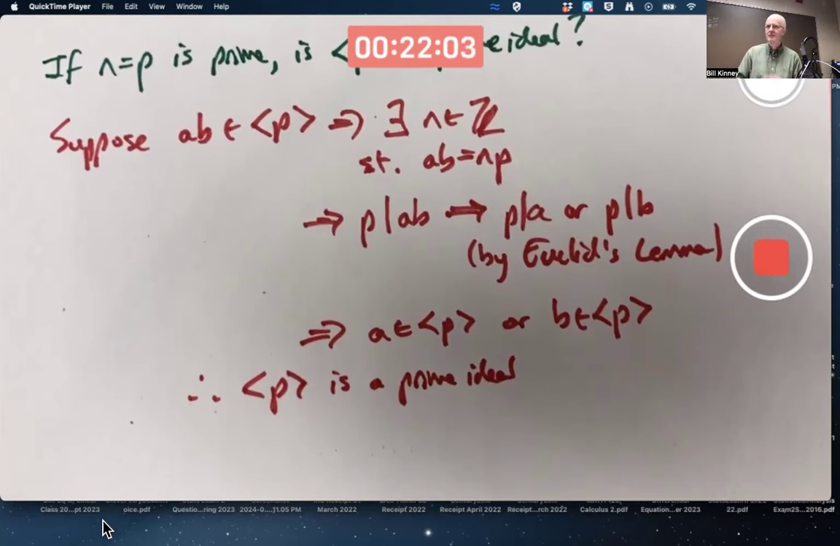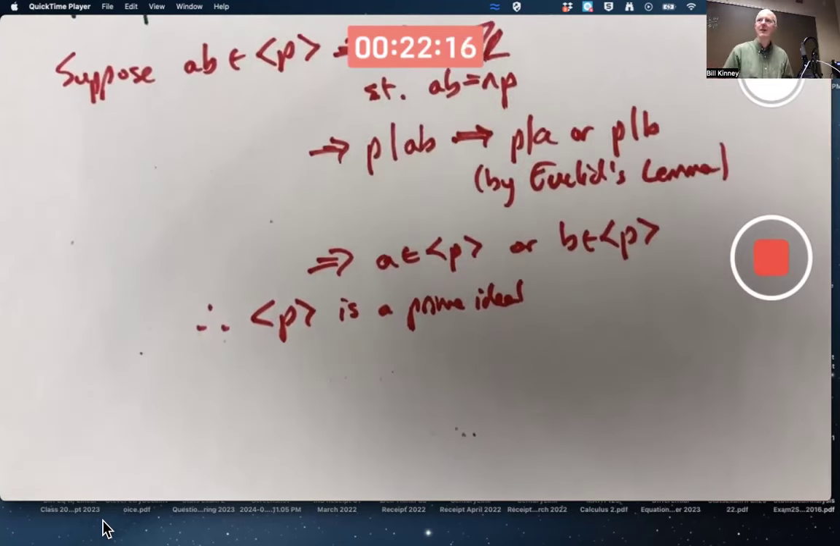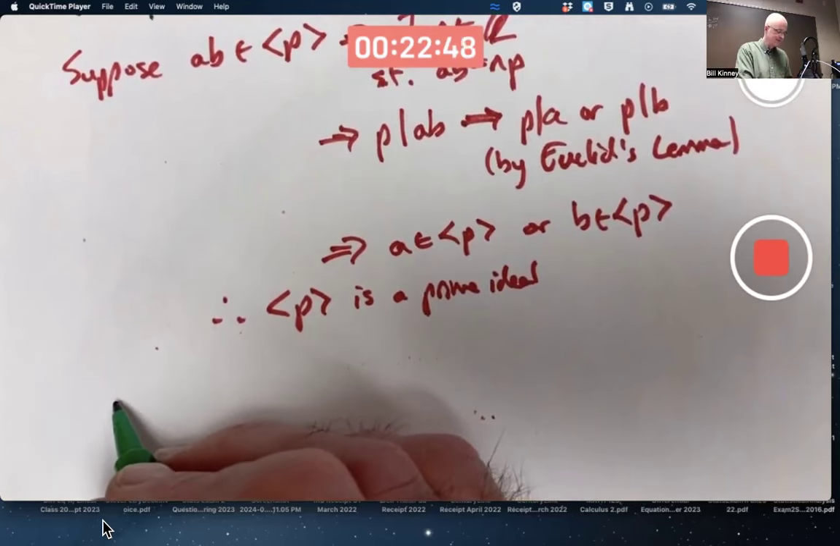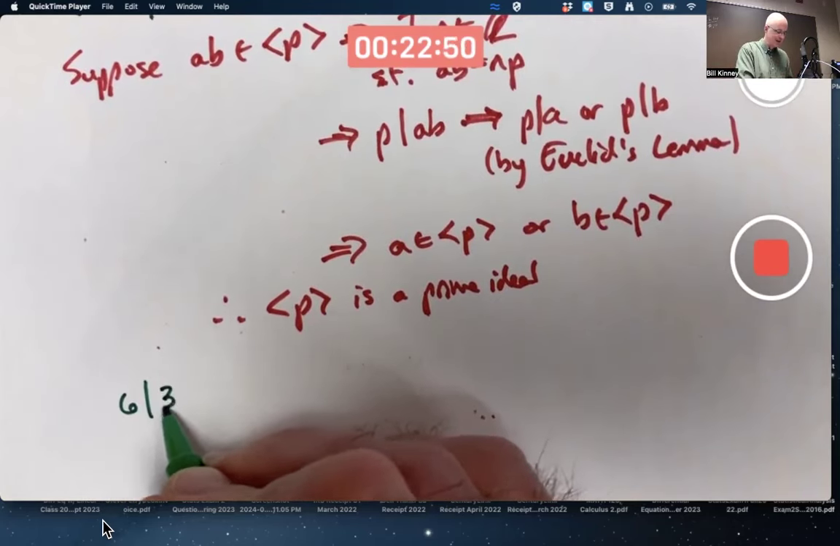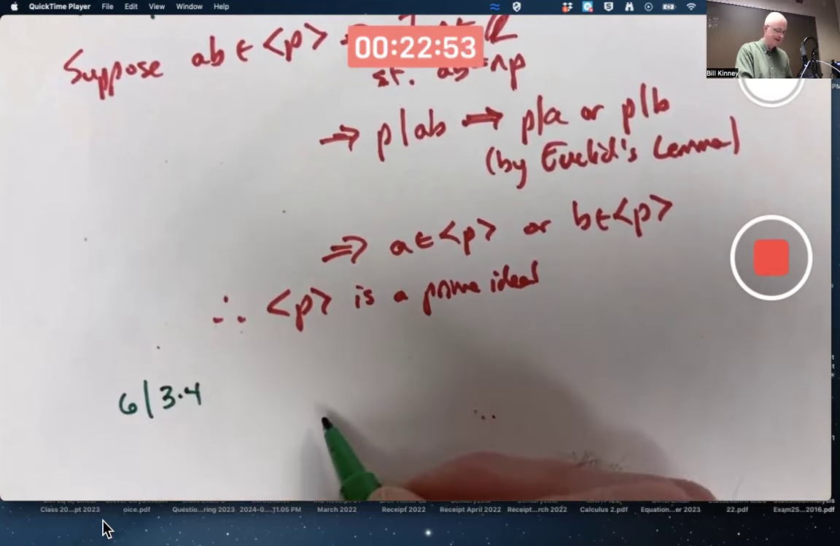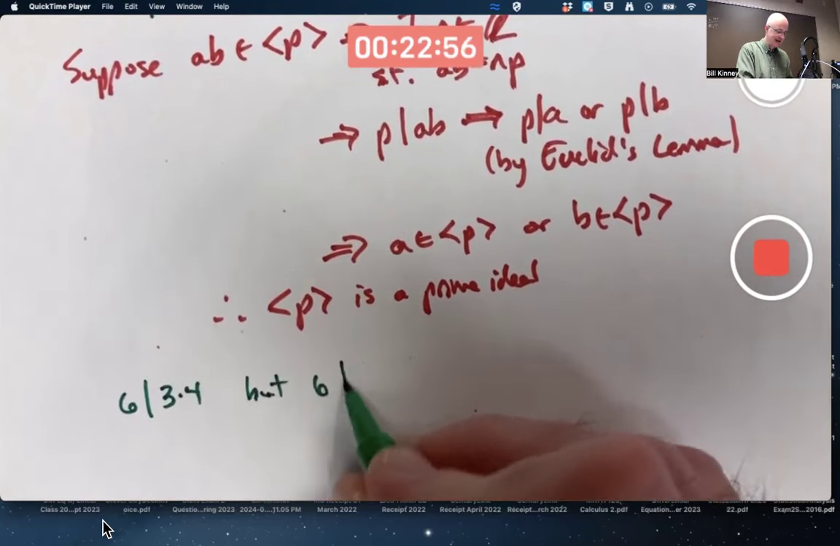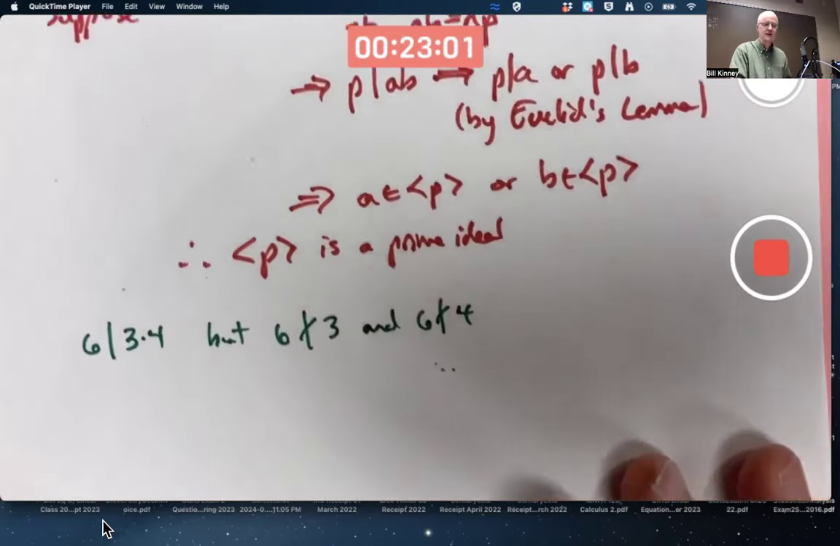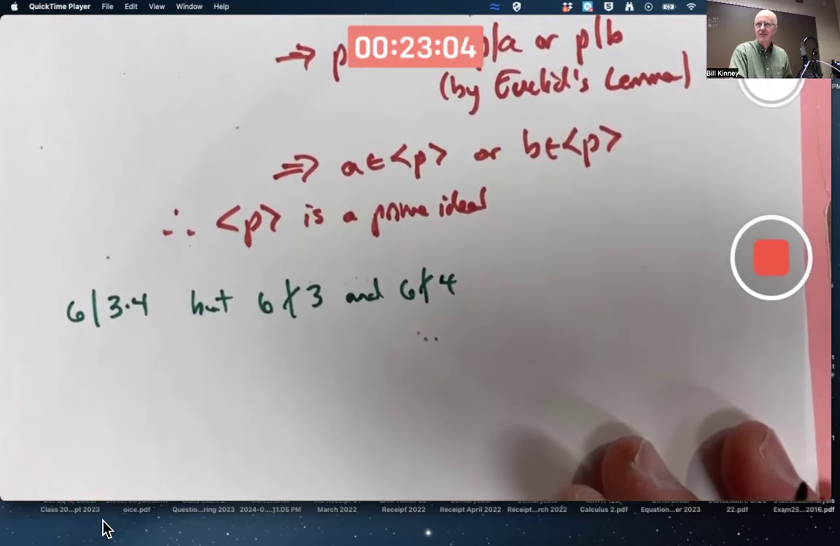You might also wonder if n is not prime, is the principal ideal generated by n not a prime ideal? And the answer to that is also yes. What do we need to do to prove that? Just come up with one example. Back in the chapter about divisibility, we know 6 divides 12, which is 3 times 4. But 6 does not divide 3, and 6 does not divide 4. This does not contradict Euclid's lemma because 6 is not prime.